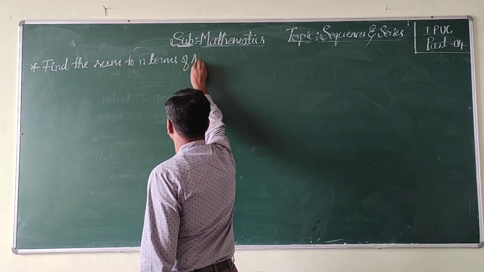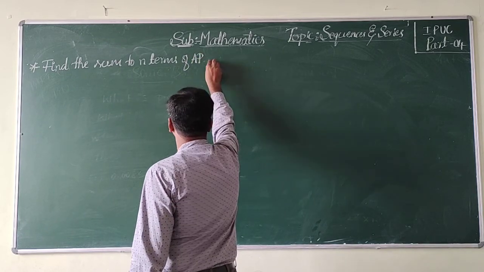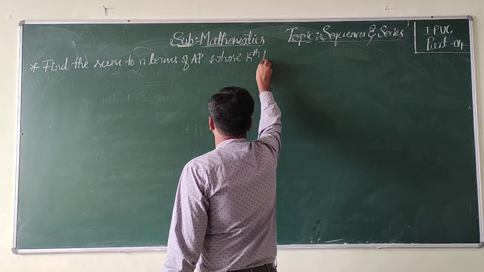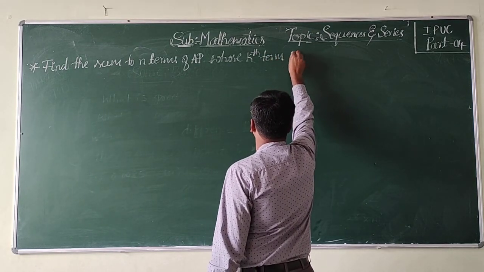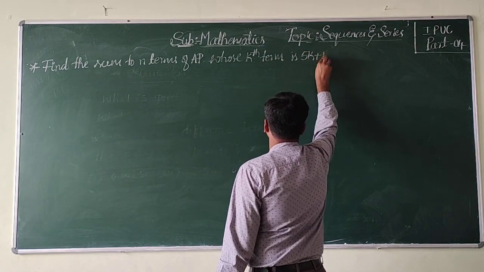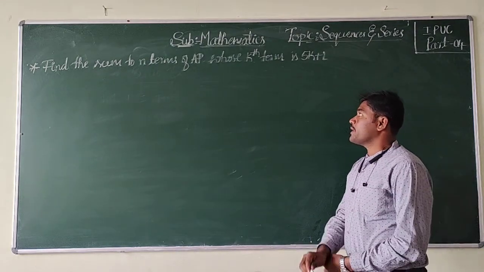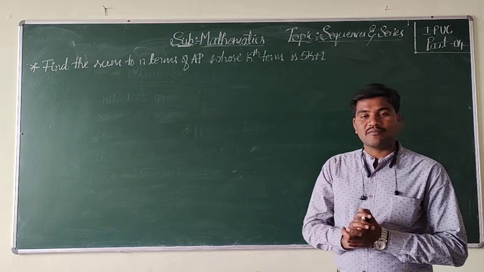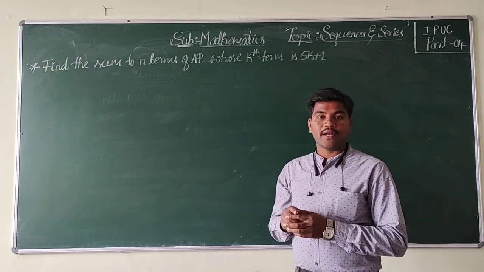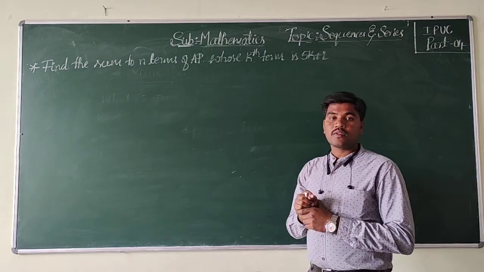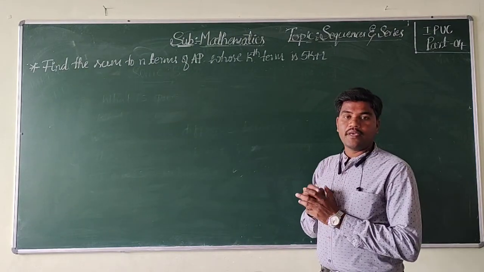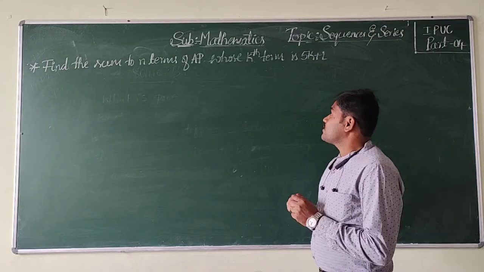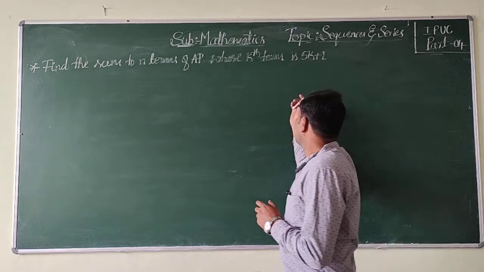Of an AP whose kth term is 5k plus 1. Yeah, we need to find the sum of n terms of the AP, that is Sn. To find Sn, it is given that the kth term of the AP is 5k plus 1.